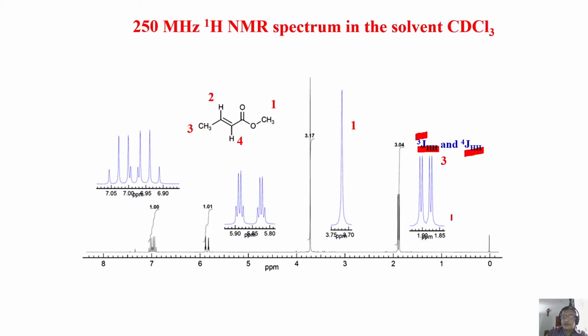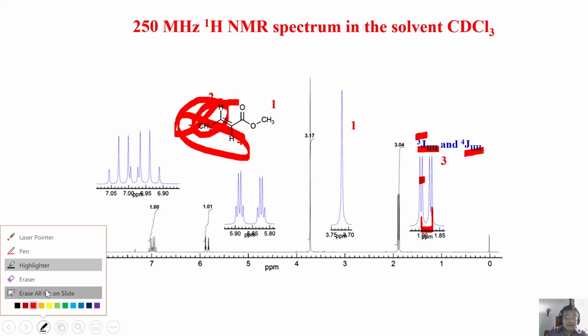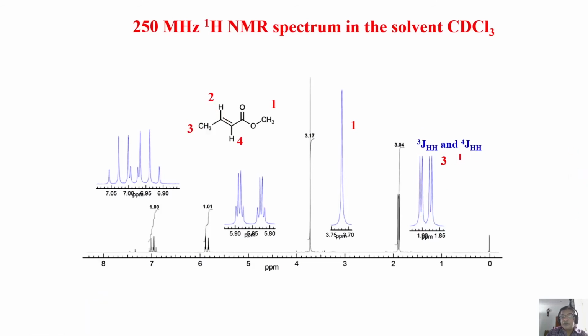So as a consequence, what is the larger coupling here? This larger coupling has to be 2-3 coupling. And this further smaller coupling is 3-4 coupling. Understand? So this doublet of doublets for methyl can be understood. So we can safely assign this group to the methyl protons. Now we are left with only these 2. What are these 2?